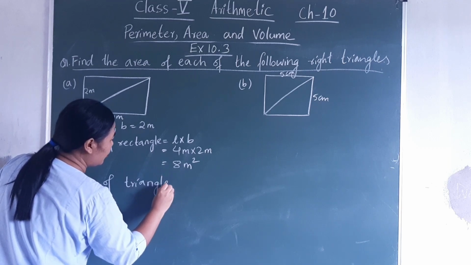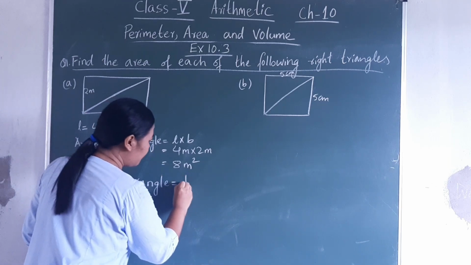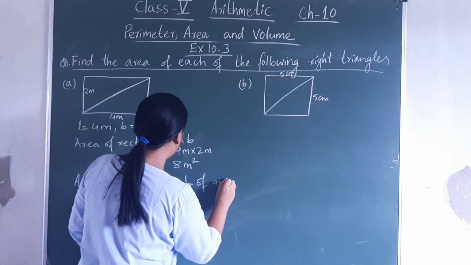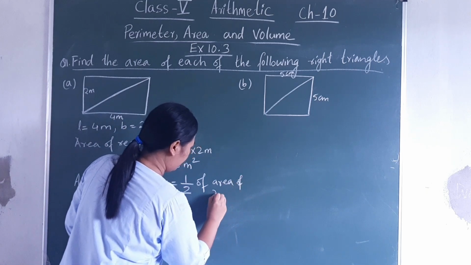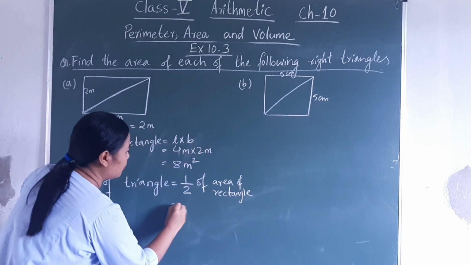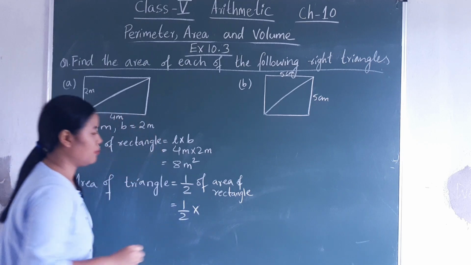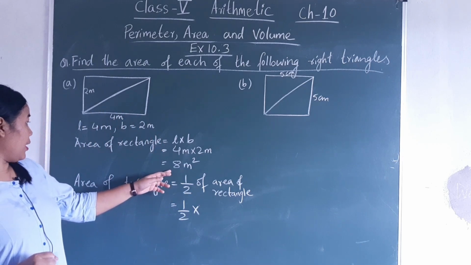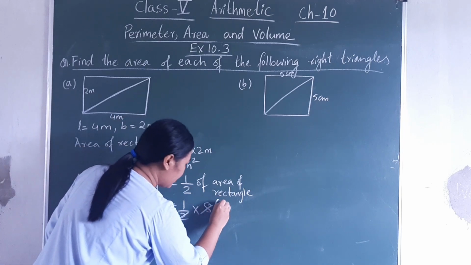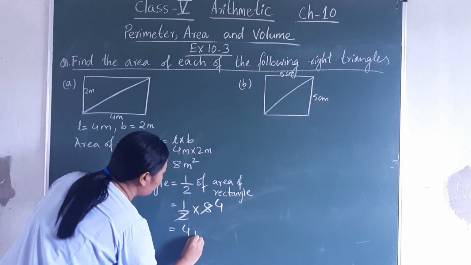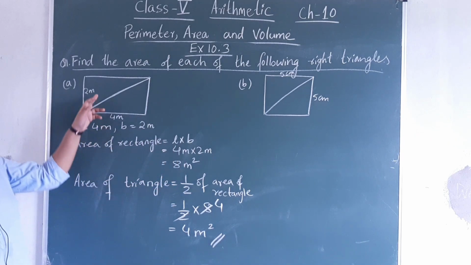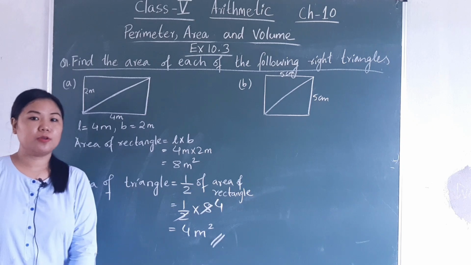What is the formula? Half of the area of the rectangle. Of means multiply. What is the area that we got for the rectangle? 8. So you can cut it. So 4 meter square. So the area of the triangle is 4 meter square.